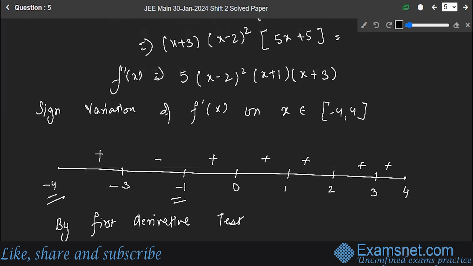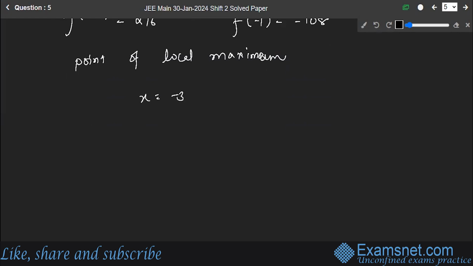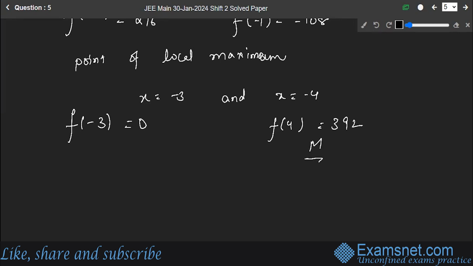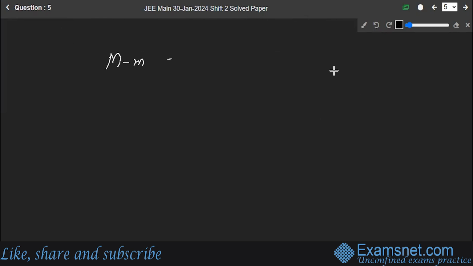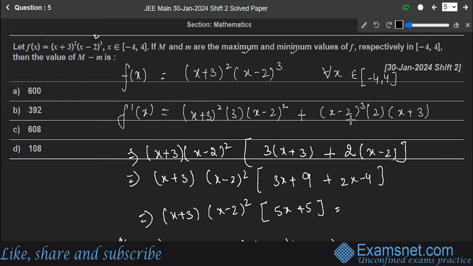Okay, so the points of local maximum will be x is equal to minus 3 and x is equal to 4. So f of minus 3, on solving, you will get 0. f of 4 will be equal to 392. This is your capital M, according to the question, and this is your small m. So you have capital M minus m is equal to 392 minus of minus 216, this will be plus. So you will have 608 as the right answer.